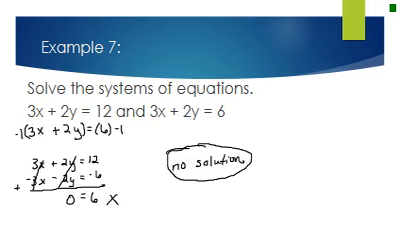All right, that is the last example that I have for you today. If you have any questions, please let me know in class. And hopefully this was your favorite method out of all 3 of them. Remember, the 3 methods are graphing, substitution, and this one that we did right here is elimination.